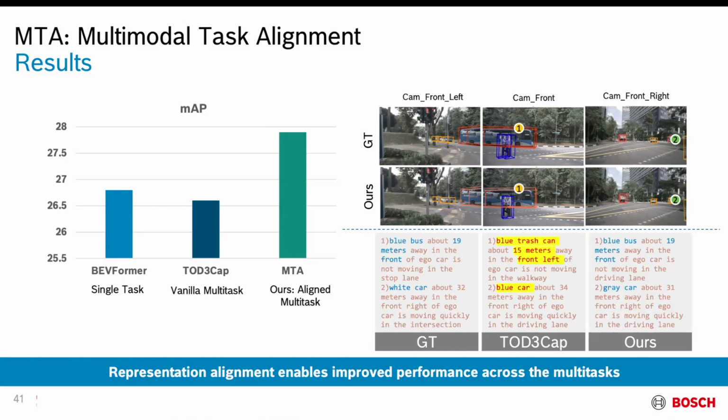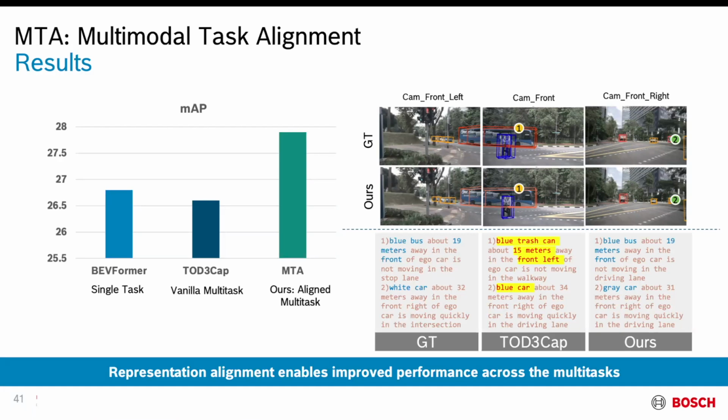But I want to show a case of how it looks. So we have the ground truth, for example. We do the detection, but then this is the ground truth caption. For example, blue box about 19 meters away. The baseline with the vanilla multitasking actually mistook it for a trash can, and it's also very off in terms of the localization. Whereas our approach shows a better description and also better localization.